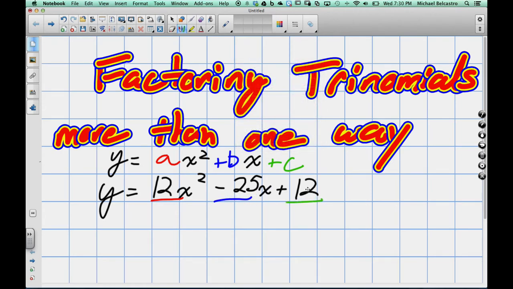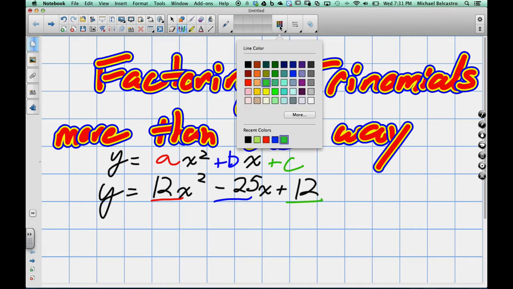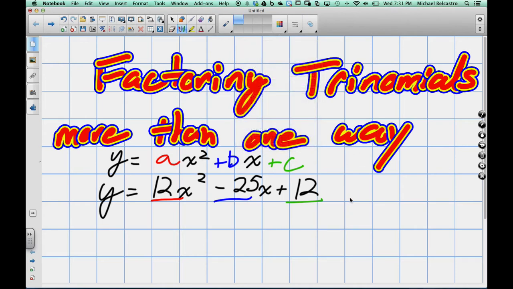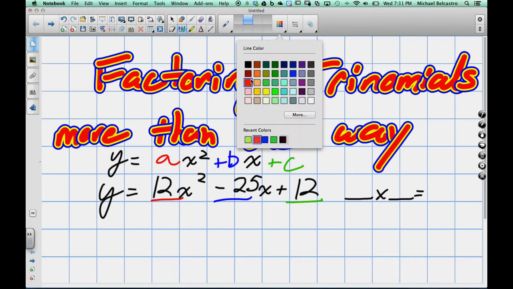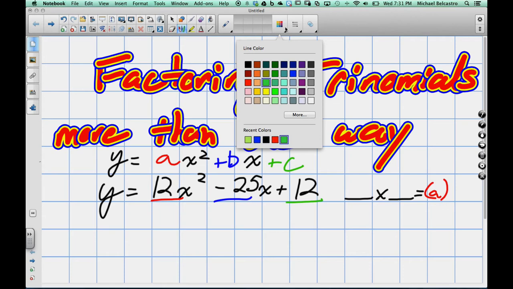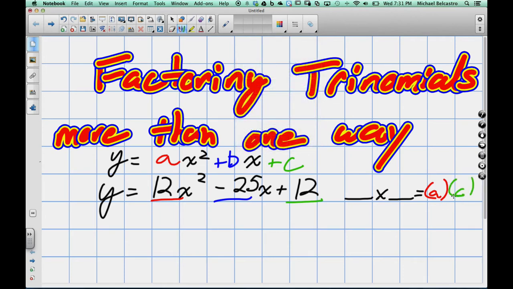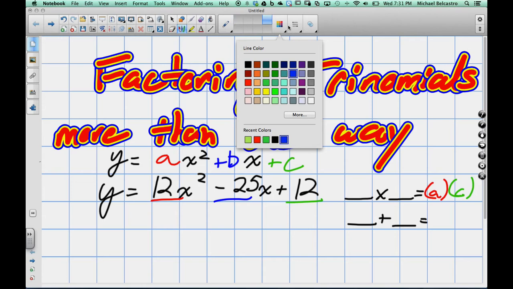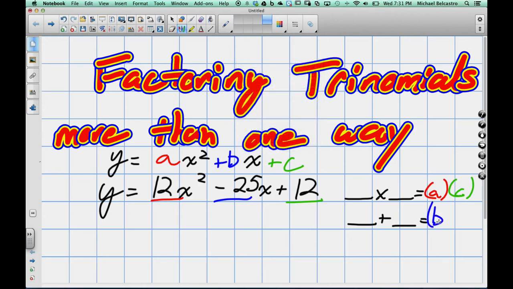Okay. The first way we're going to do is called decomposition. This is very common, this style. What we're going to be looking for is two numbers that multiply to what our a multiplied by our c is, so a times c. So we're actually going to have to figure out what those two values are. Those same two numbers have to add to what our b value is.